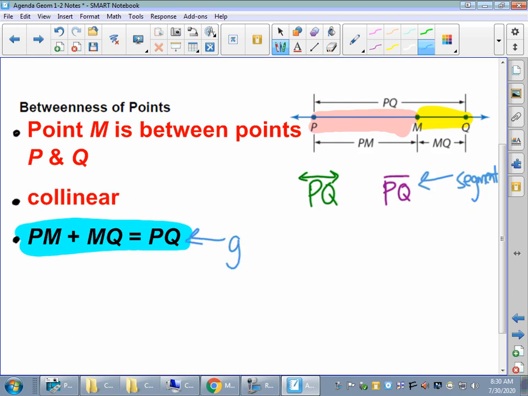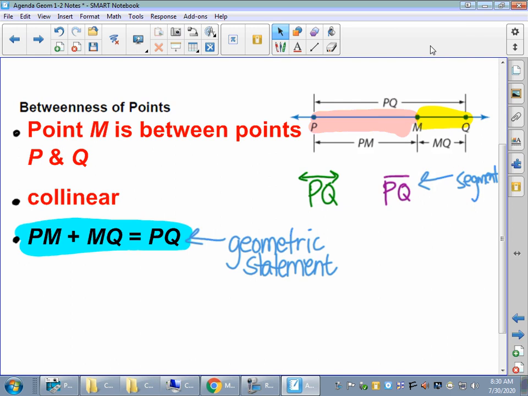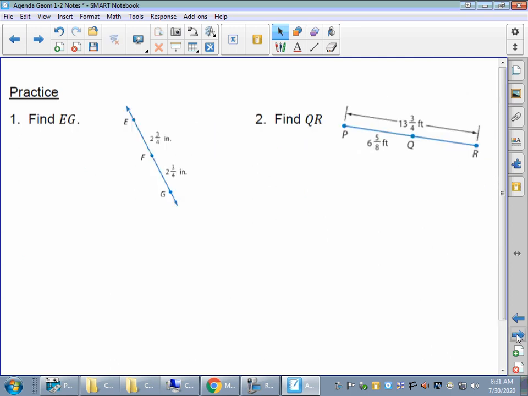This is a geometric statement. It's just a statement in geometry for betweenness of points. We're going to use that. I'm going to ask you in your problems to write the geometric statement before you get to any sort of numbers or algebra or math problems. So the geometric statement, we're in geometry class, right? So I want to see the geometry behind what you're doing. So keep that in mind, really important.